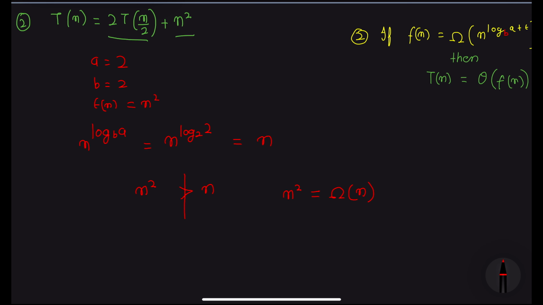So here, if f(n) is Omega of n^(log_b a + t), then we can write the time complexity as equal to the function, which is n square.